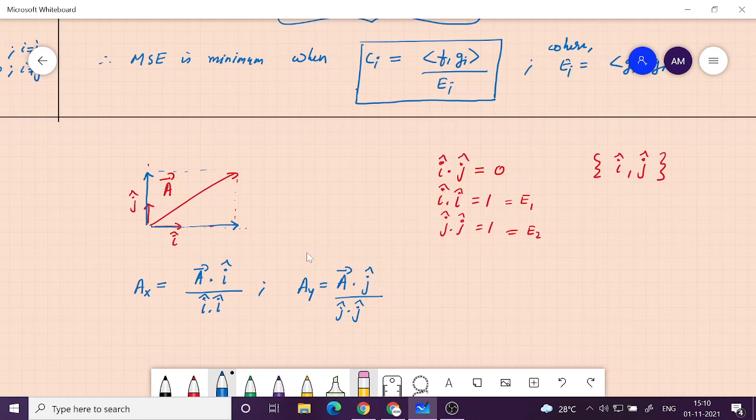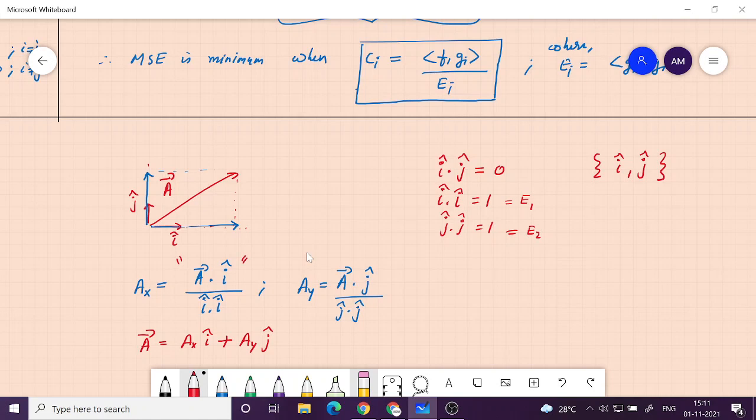I am applying the same formula. For this vector, if I want to find the best constant, I should multiply with i. My purpose is to write the vector A as some constant a_x times i cap plus another constant a_y times j cap. I don't know which constant is the best one to take, so what we found is a formula to find the best constant.